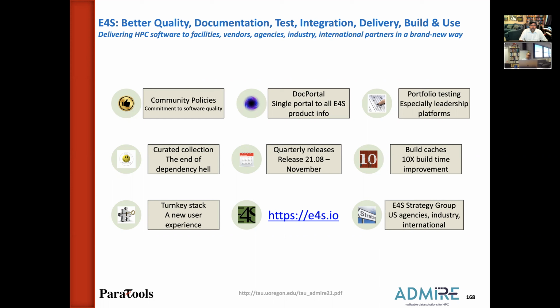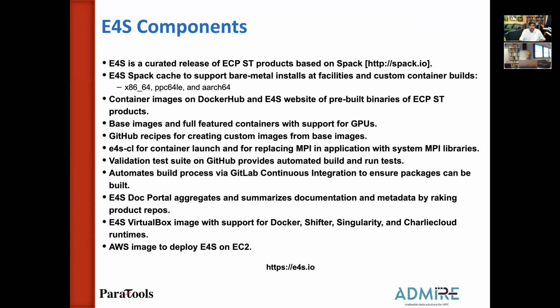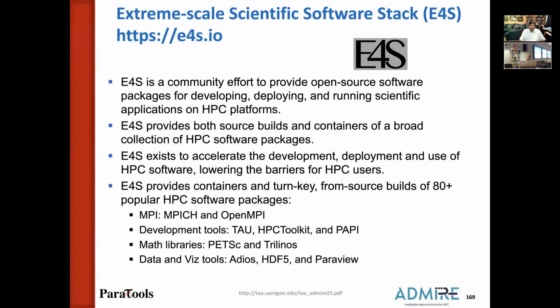And there is a set of community policies. There is a doc portal, a single portal to all the E4S product information. There's testing. There's a curated collection of software, and we even have build caches to improve the building of the software. So it's a community effort to provide open source software packages for developing, deploying, and running scientific applications on HPC platforms. And we have in E4S both source builds and containers of a broad collection of HPC packages. And it exists to accelerate the development, deployment, and use of the HPC software.